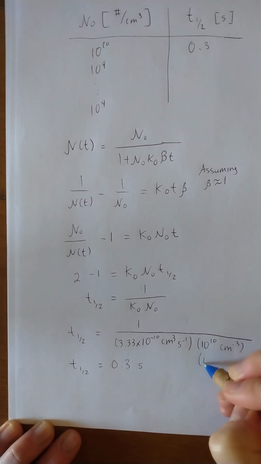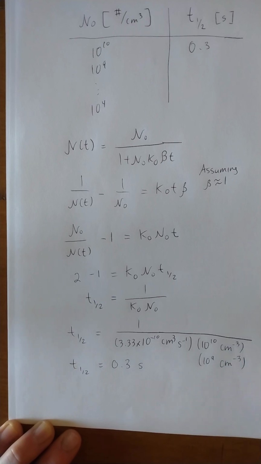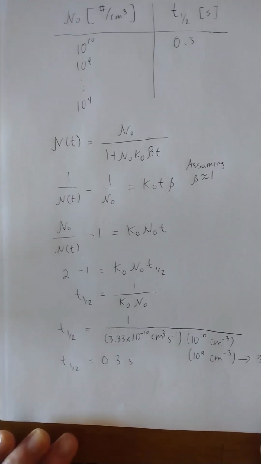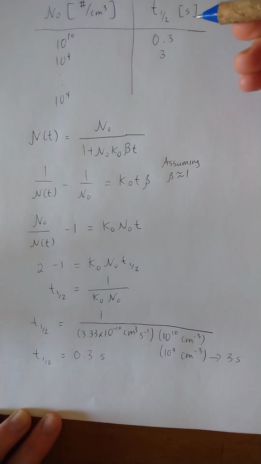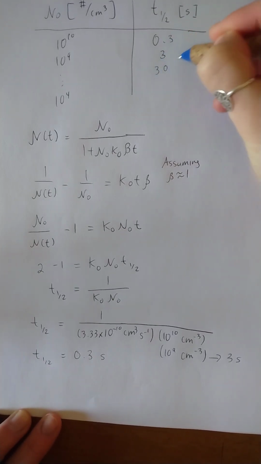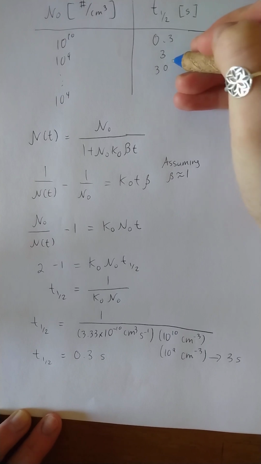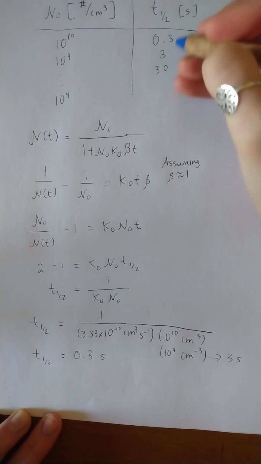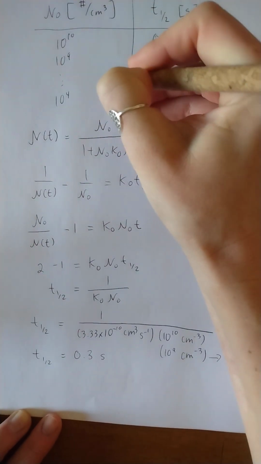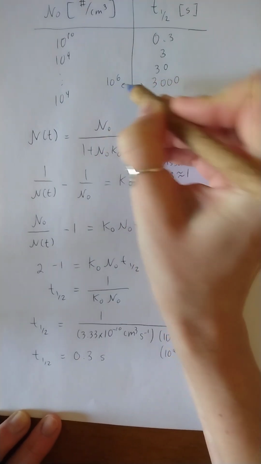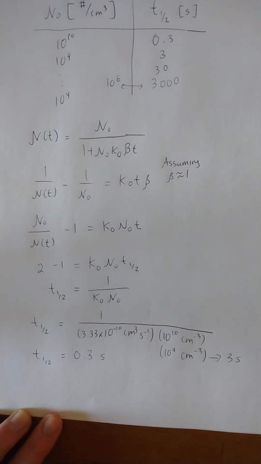So for example, if we put 10 to the 9 down here as our initial number concentration, then we would get an aerosol half-life of 3 seconds. So I'll do it like this. I can stay on the camera. 3 seconds. And then 30 seconds, and so on. I guess there's 10 to the 6, which corresponds to 3,000 seconds. All the way down to 10 to the 4th.